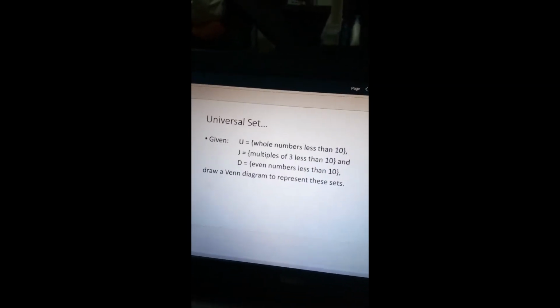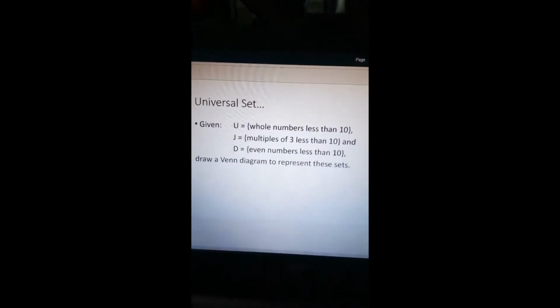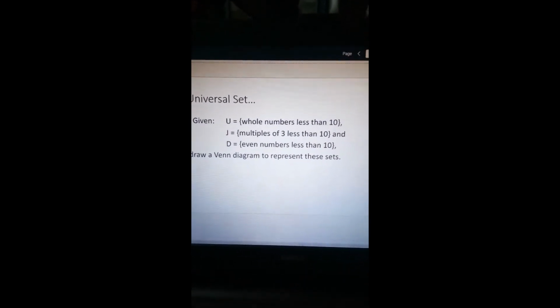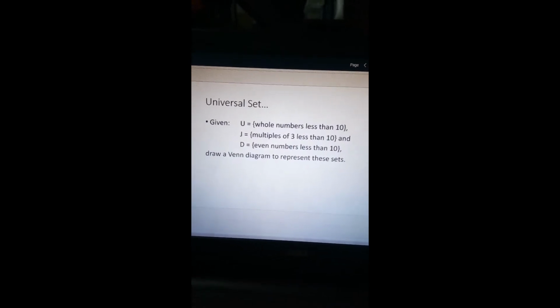So, for example, this one. Universal set, we have the whole numbers less than 10. Okay? Set J contains the elements multiples of 3 less than 10. And then set D contains the elements even numbers less than 10. You need to draw the Venn diagram of that. Okay? So, let's try to draw. This is slide number 7 of 18.